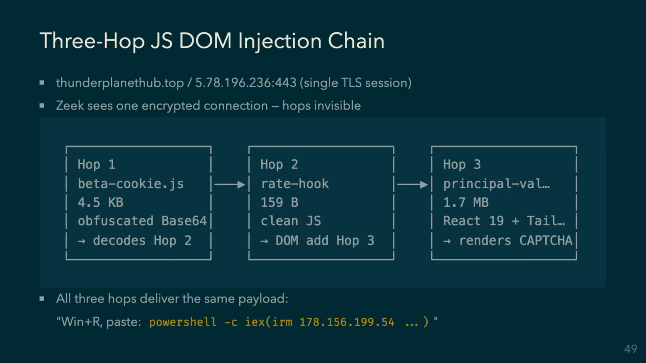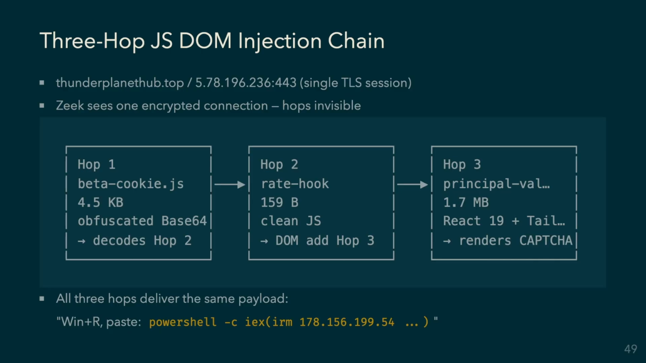So you remember, hop number 1 was the beta cookie.js. That was the entry point that was obfuscated in base 64. As an analyst, we had to run a decoder on there to find the second hop, which is the rate hook URL, and that sends back 3 lines of clean JavaScript. It appends to the DOM. It looks like a normal third-party script.